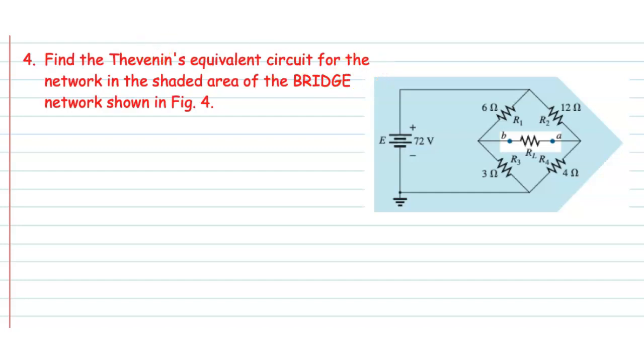Hello students, this is another question, question number 4. Find out the Thevenin equivalent circuit for the network in the shaded area of this bridge network. This is the bridge network, and the load is connected between terminals B and A. We have to follow the same procedure as in the previous questions. Let's do the solution.